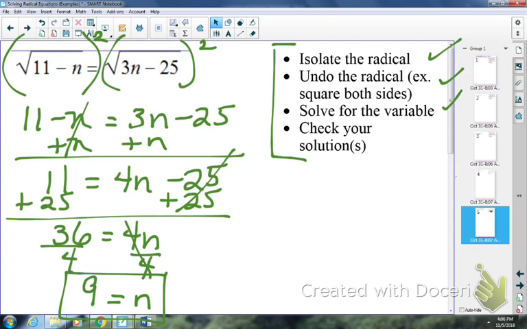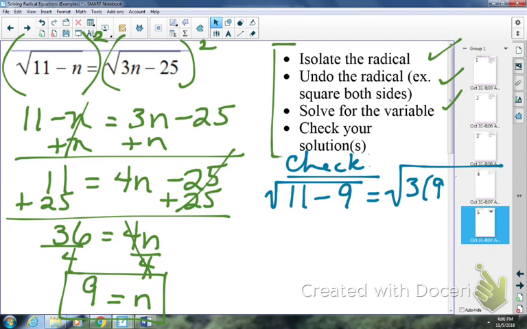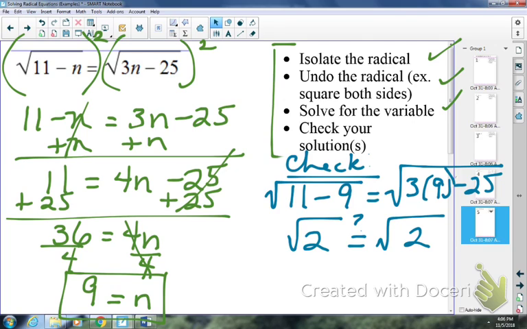The last thing we need to double check is to make sure that does check. Whether you formally check or you just do it in your head, that's up to you. To check it, wherever I have an n, I'm going to replace it with a 9. So we're going to have 11 minus 9. Does that equal 3 times 9 minus 25? 11 minus 9 is 2, so we have the square root of 2 on the left. On the right, 3 times 9 is 27, and 27 minus 25 is 2 as well. So the square root of 2 equals the square root of 2. That's equal to each other. So this does check. So my answer is n equals 9.